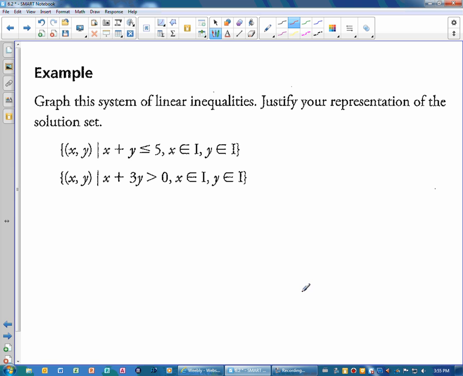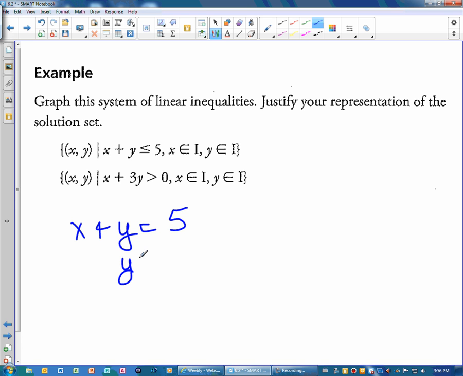All right, so let's try an example, and this one's different. It's the set of integers. So it says, graph the system of linear inequalities and justify your representation of the solution set. My bracelets, man, are making solution a hard word to say. All right, we need a boundary line for both of these. So the boundary line for x plus y, I'm going to make it equal 5.